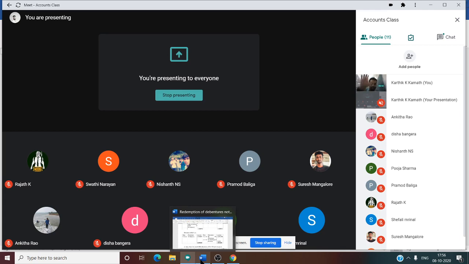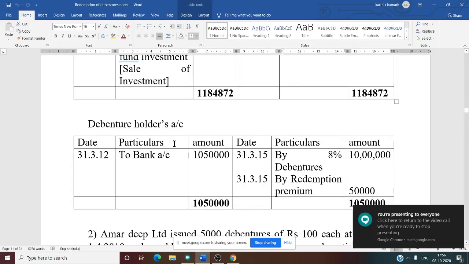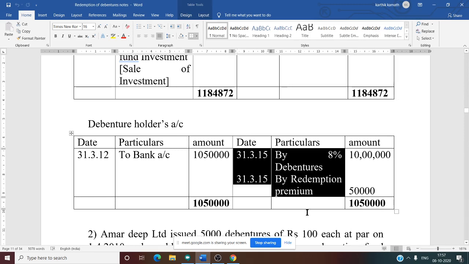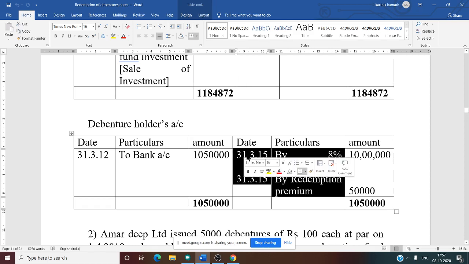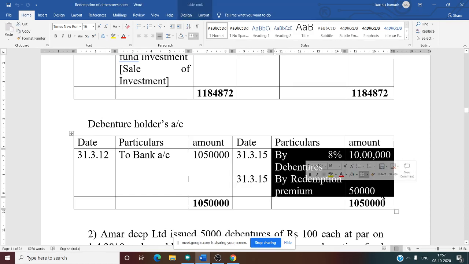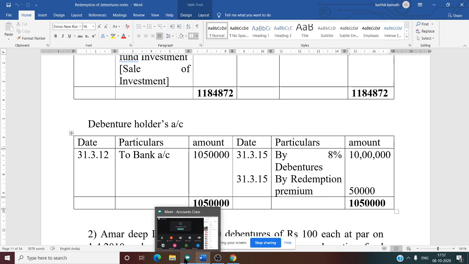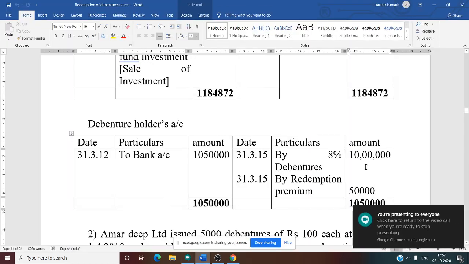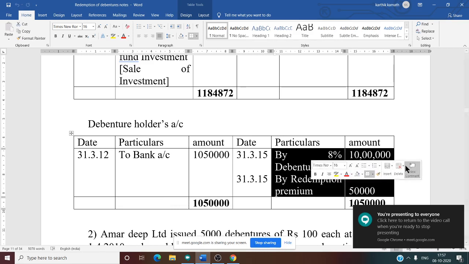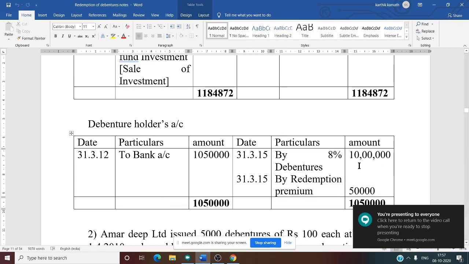So now we need to discuss the last account. See this debenture holders account. First we start from the credit side, at the end of the year, when the debenture holders are paid. So 31/3/2015, first, by 8% debenture account, at par value. First the par value we need to write, and the premium we need to show separately. Par value 10,000 into 100, that is given in the question. So that is 10 lakh by 8% debenture.